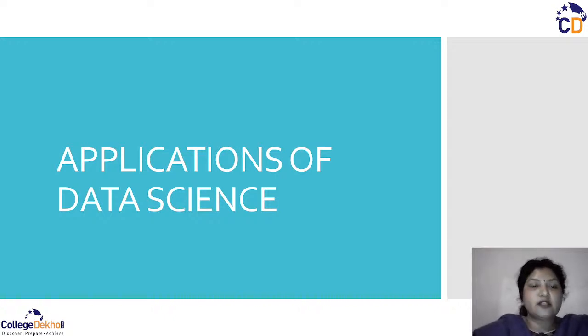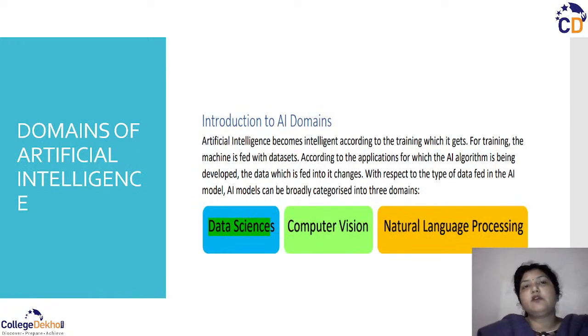In the previous lectures, we have understood what the applications of artificial intelligence are. In this lecture, we will be discussing specifically the applications of data science. We have understood there are three domains of artificial intelligence. The first is data science, the second is computer vision, and the third one is natural language processing.